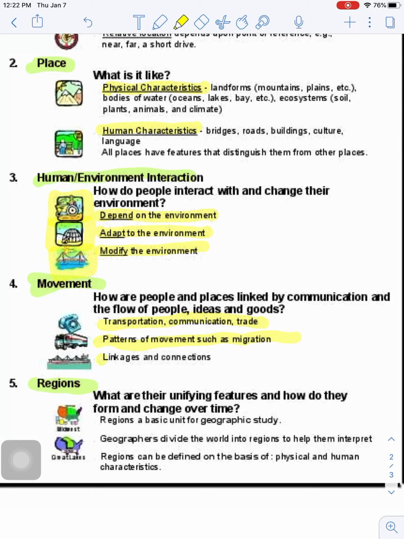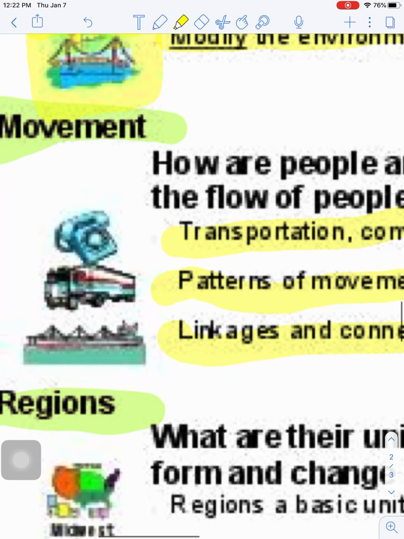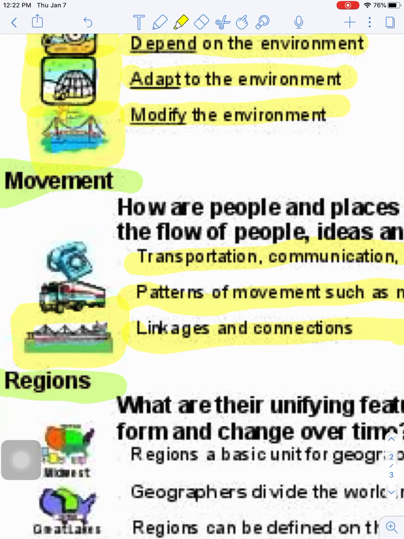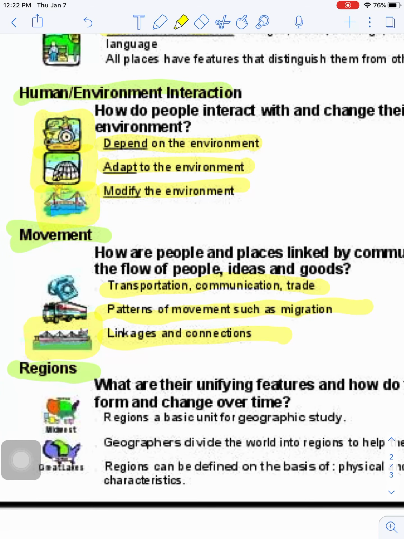And then linkages and connections. So different types of connections. For example, this looks like a picture of a boat, I believe, carrying some items. So how are we using our different transportations to move and connect different places from around our world?